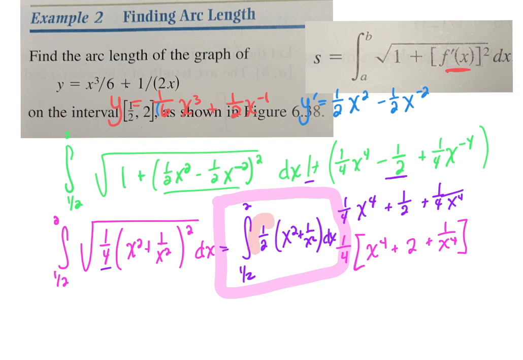The 1/2 can just come out. The antiderivative of x squared is 1/3 x cubed. The antiderivative of 1 over x squared, that's x to the -2, so we add 1, which is -1, and we divide by our new exponent. So this is going to be minus 1 over x. And we're doing that from 1/2 to 2.